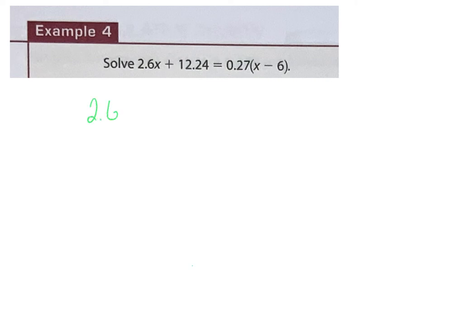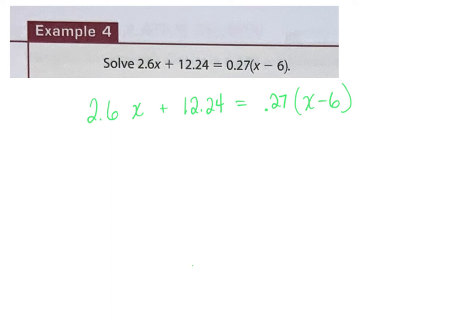So we have 2.6 times x plus 12.24 equals 0.27 times x minus 6, all right? So when I look at this type of problem, I'm going to ask, what is the most decimal places that any one of these numbers has? 2.